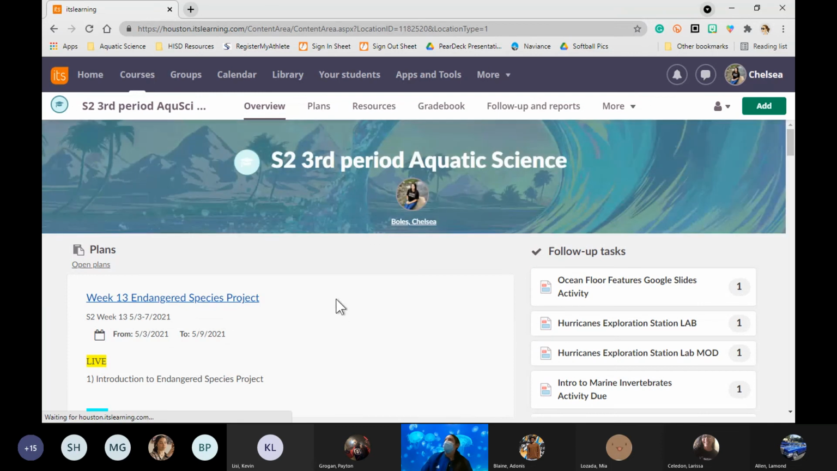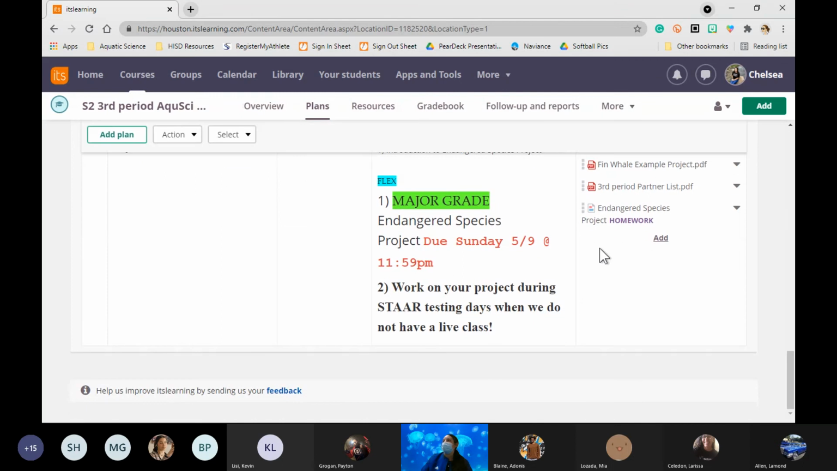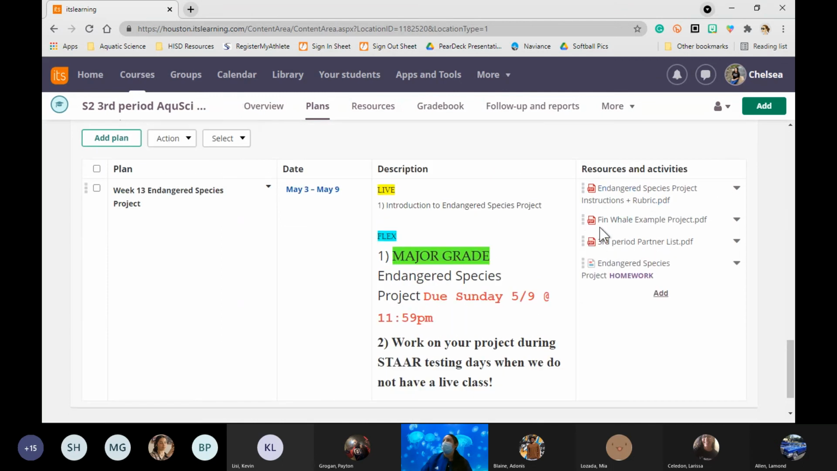Okay. So if we go to the hub, I kind of already mentioned this earlier, I put a screenshot of it. You have everything you need here. Make sure that you're looking at your partner list, so you know who your partner is and which organism you've been assigned, and that it is due by next Sunday. All right.